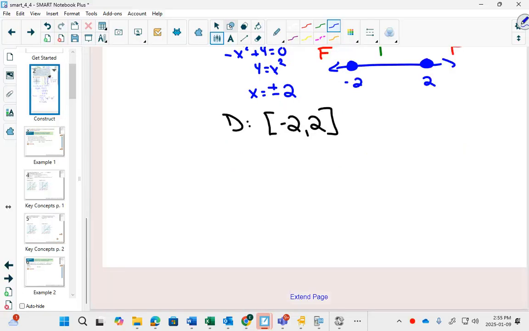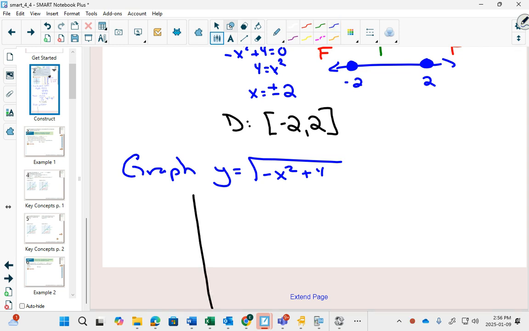And if you wanted to draw the graph, if you wanted to graph y equals the square root of negative x squared plus 4, it's a little review from chapter 2. How did you graph any square root graph? First, you graph the inside. The inside would be 1, 2, 3, 4. I'll draw it in blue. Parabola, downward facing. This would be my parabola, negative x squared plus 4.